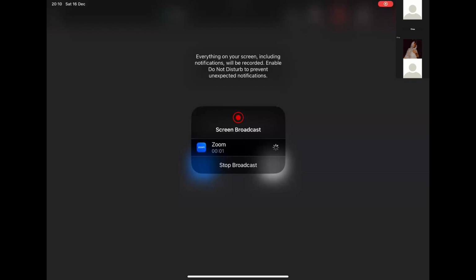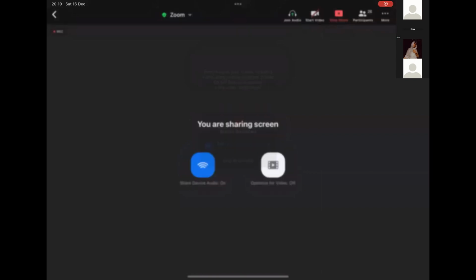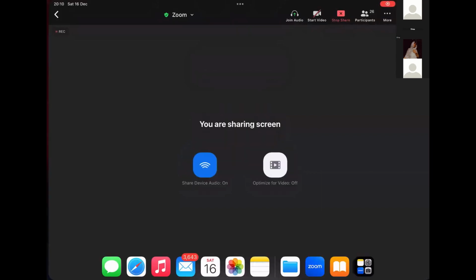Wait a bit. I think, can you all see my screen now? You all can see my screen, right? Yes, I think you all can see my screen.